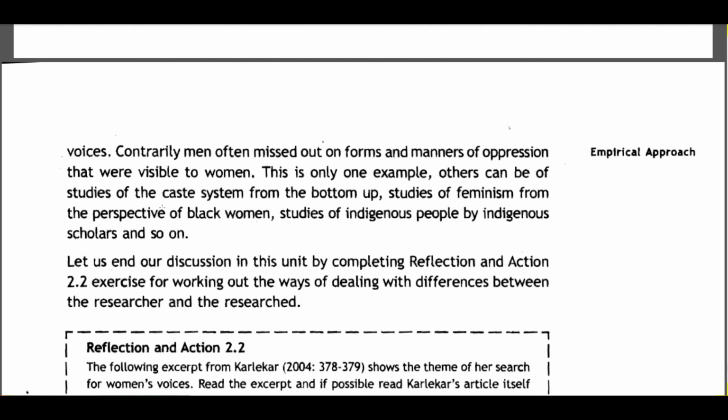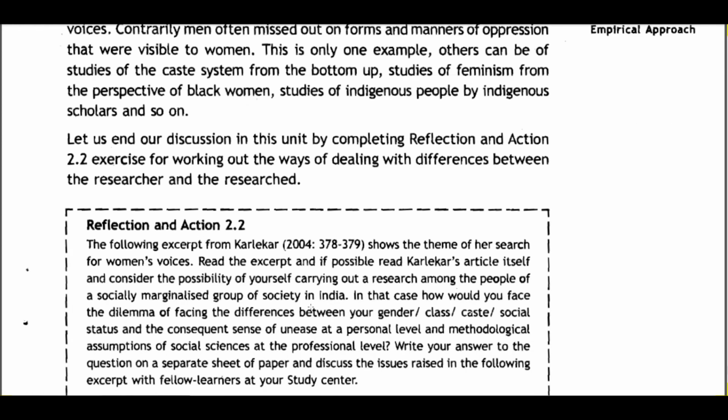Others can be studies of the caste system from the bottom up, studies of feminism from the perspective of black women, studies of indigenous people by indigenous scholars, and so on. Let us end our discussion in this unit by completing the Reflections and Actions 2.2 exercise for working out the ways of dealing with the differences between the researcher and the researched.